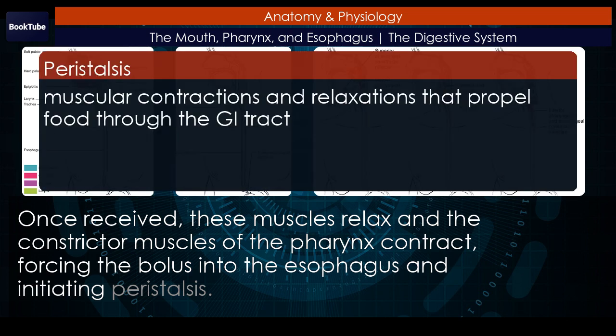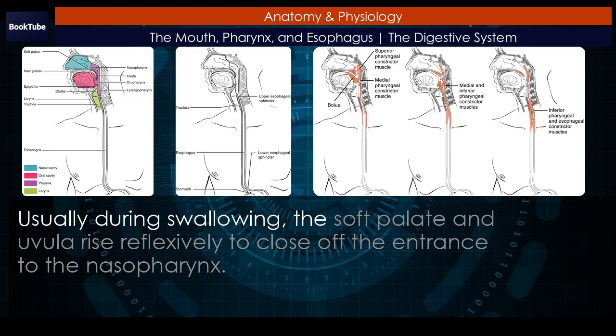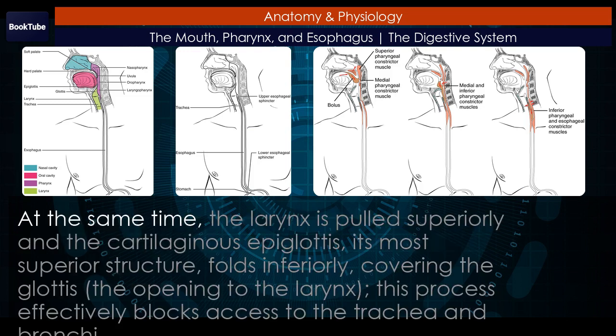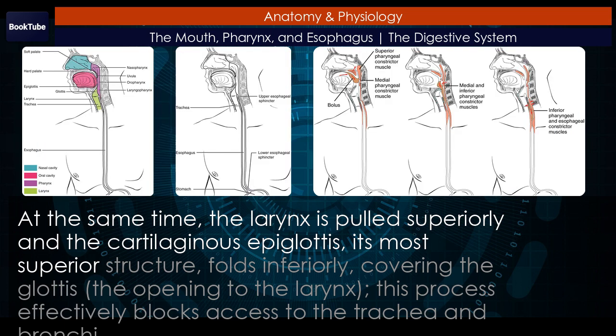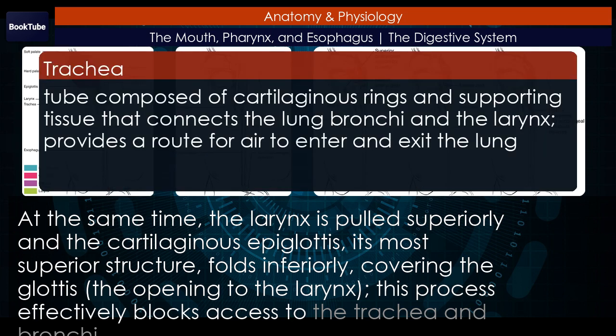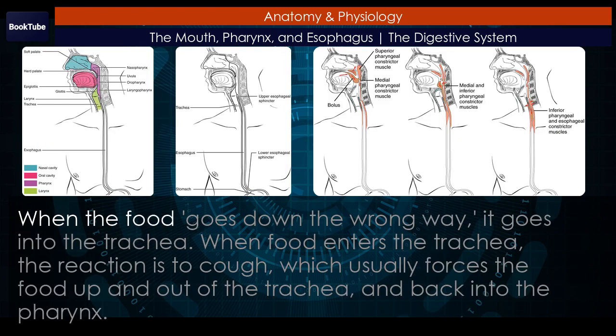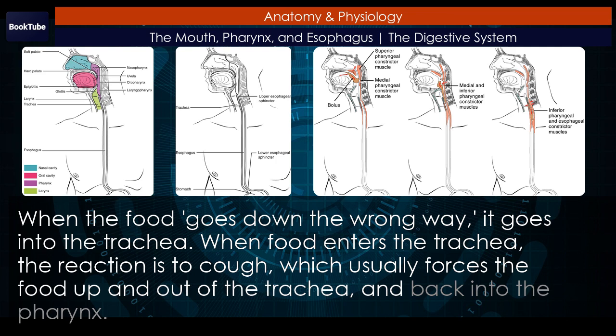and initiating peristalsis. Usually during swallowing, the soft palate and uvula rise reflexively to close off the entrance to the nasopharynx. At the same time, the larynx is pulled superiorly and the cartilaginous epiglottis, its most superior structure, folds inferiorly, covering the glottis, the opening to the larynx. This process effectively blocks access to the trachea and bronchi. When food goes down the wrong way, it goes into the trachea. When food enters the trachea, the reaction is to cough, which usually forces the food up and out of the trachea, and back into the pharynx.